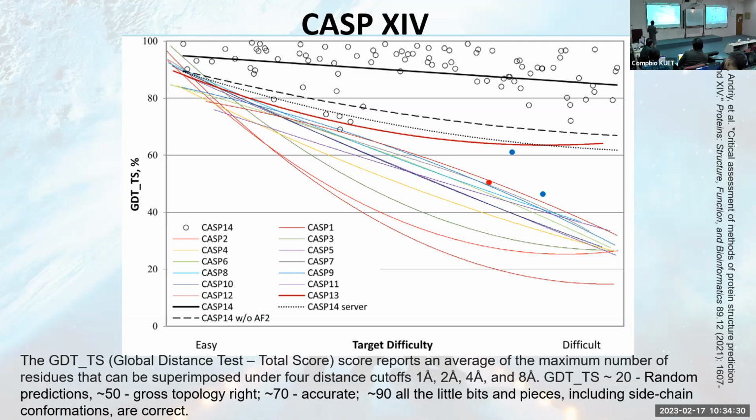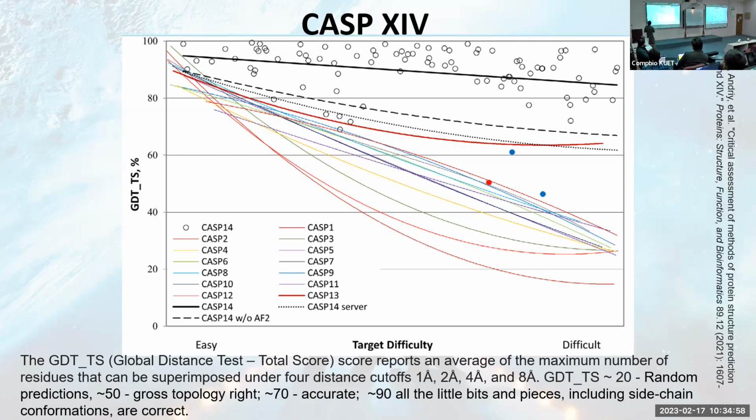This is the result in 2020, or 2021, I think maybe. Okay, so what you are looking at on the x-axis is how easy the targets are. An easy target means they may have homologs, and a difficult target means they don't have any other information. So from left, easy targets, to right, difficult.